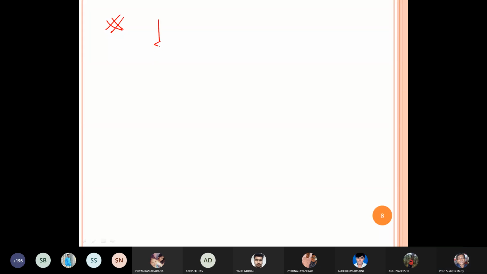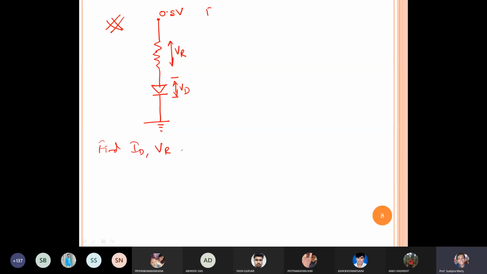Okay, fine, whatever is given here is given. Find ID, VR and VD. Okay. In this circuit, try to find VD, ID and VR. Resistance value.